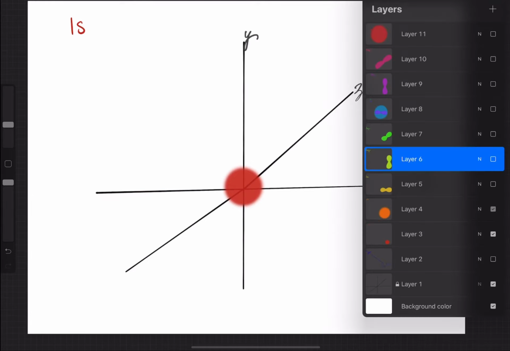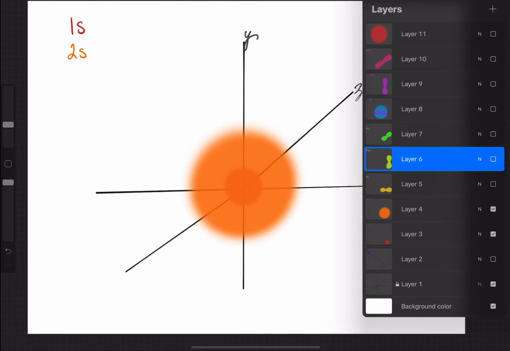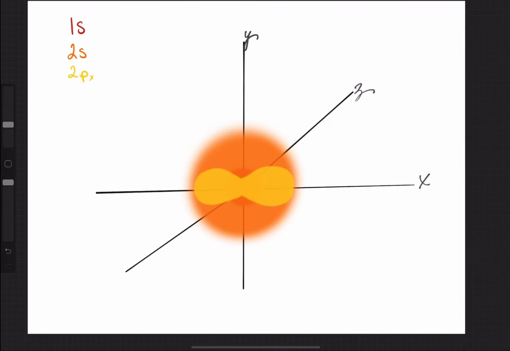After 1s comes 2s. So for 2s, the 2 means we have a slightly larger energy level, and the S means we have a sphere shape. So the second S, 2s, would have more energy than the first S. After 2s, if you go across the periodic table, then you're going to see 2p. So now we've got 2p. So this is 2px.